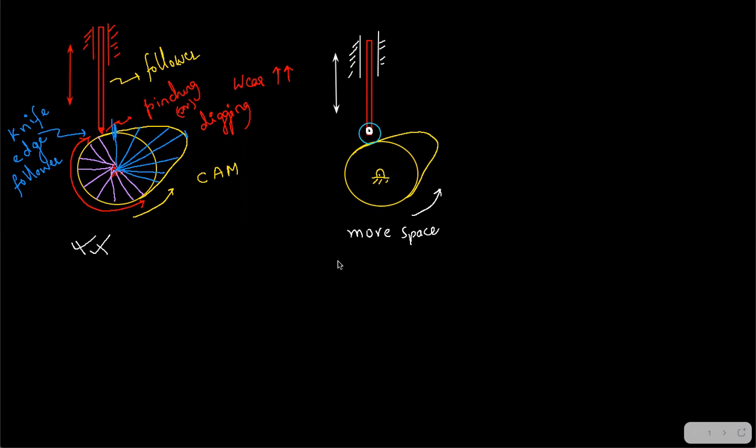So the next case now, we'll once again take the follower over here. This follower is the same type. We are not changing the type of follower. Yes, this is your follower, and this is the center about which the follower is rotating.